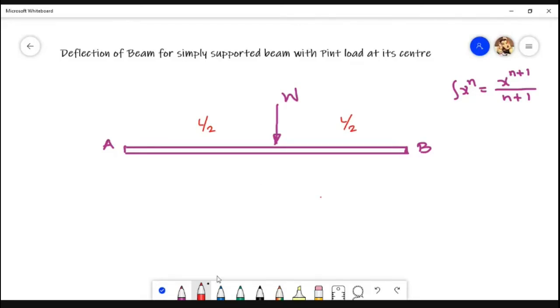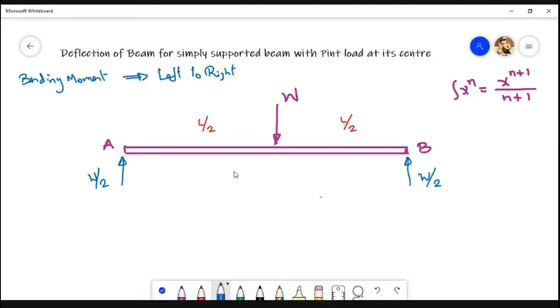Can you tell me what will be the reaction for this symmetrical loading case? So your reactions will be W by 2 and W by 2. We will be identifying moment from left to right. So bending moment is taken from left to right. So my convention is from left to right. Because I am going to take this as x, in order to avoid confusion, I will always be taking it from left to right.